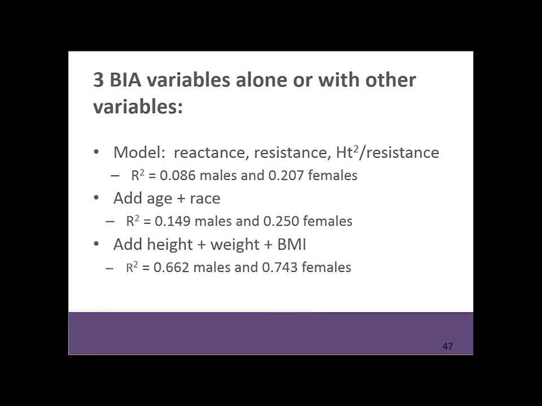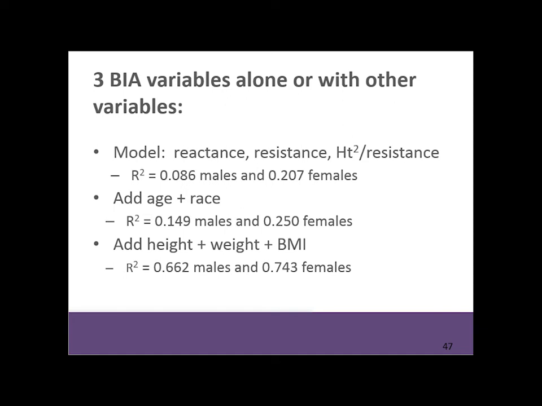So we used 3 BIA variables alone or with other variables. If you're familiar with BIA, you know what you actually get from the BIA machine is reactance and resistance. And we also gave them, for good measure, what they call the impedance variable, which is height squared over resistance. So those are the 3 that I'm talking about as being the BIA variables. And if you use those 3 variables and in all those different terms that I gave you, when you crank it through your lasso, you get extremely low R-squares, okay?